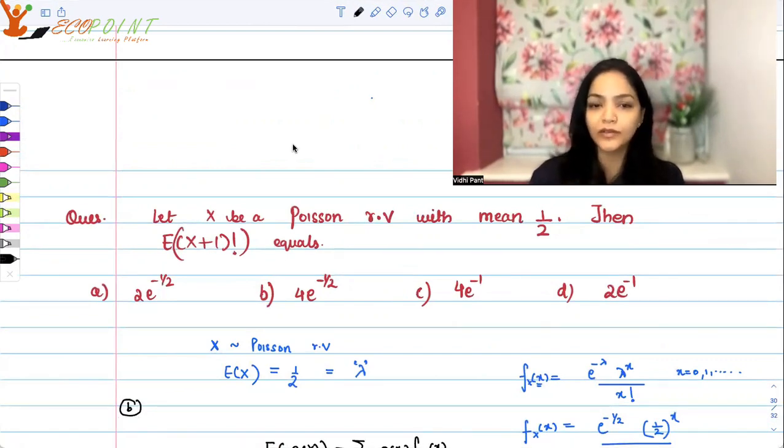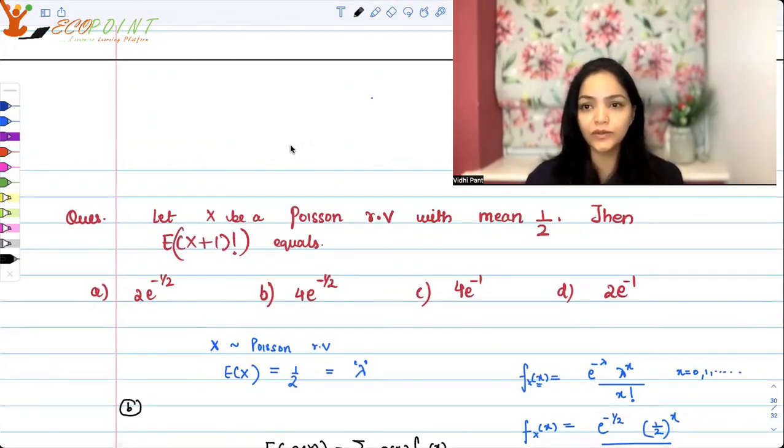I hope you understood, and with this question we were able to revise a little bit of series as well. So I hope you now go back to finding expectations, go back to how to work with factorial questions, and go back to how to work with geometric series and arithmetico-geometric series.